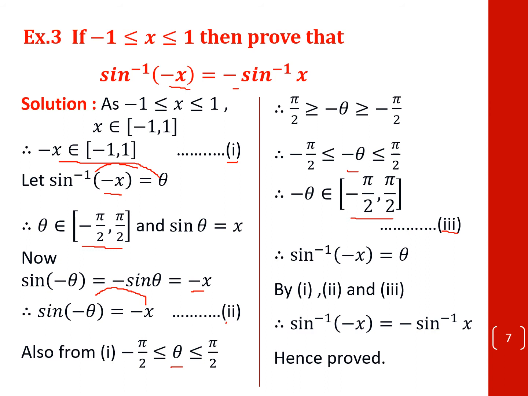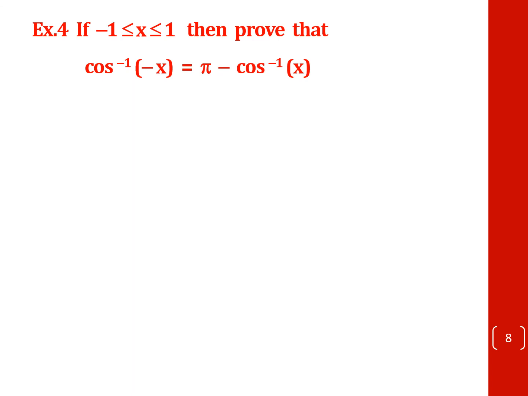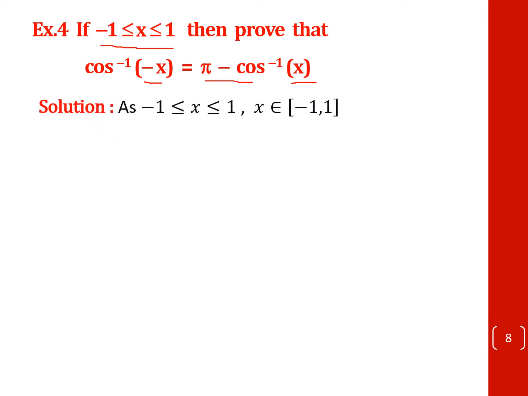Fourth example: if minus 1 is less than or equal to x is less than or equal to 1, then prove that cos inverse of minus x equals pi minus cos inverse x. Solution. As minus 1 is less than or equal to x is less than or equal to 1, means x belongs to closed interval minus 1 to 1. Therefore, student, we can write minus x also belongs to closed interval minus 1 to 1. Call it equation 1.